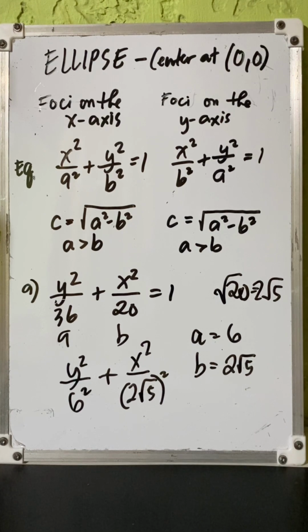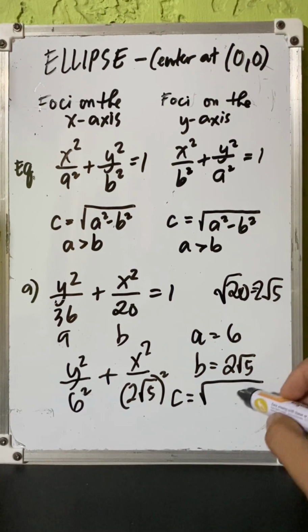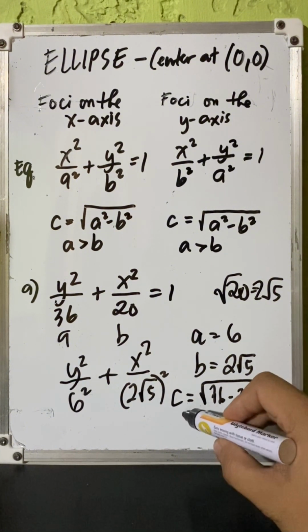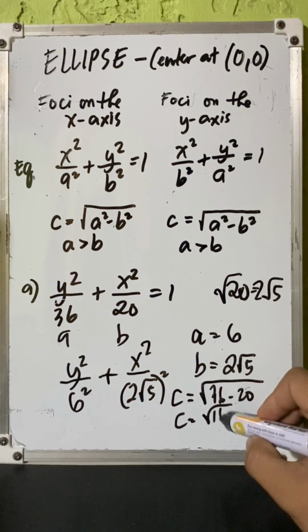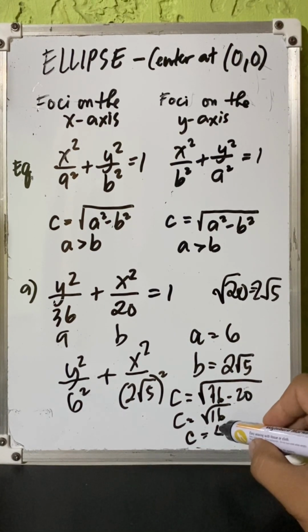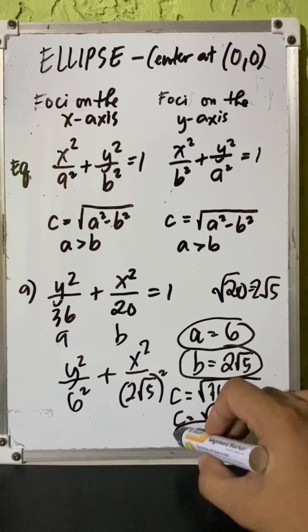Now what is your c? c is just simply the square of a minus square of b and take the square root. So c is equal to the square root of a, which is 36 minus 20. c is equal to the square root of 16. So your c is 4. Okay, that is your a, that is your b, and that is c.